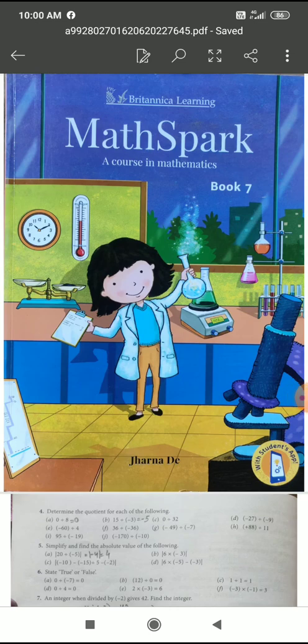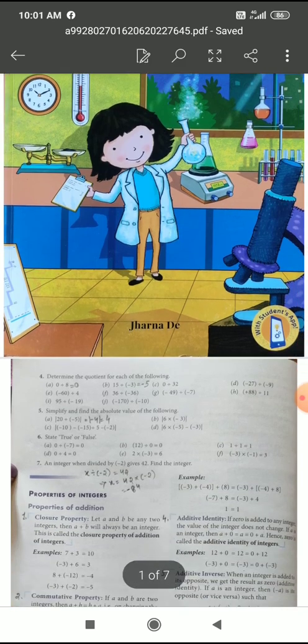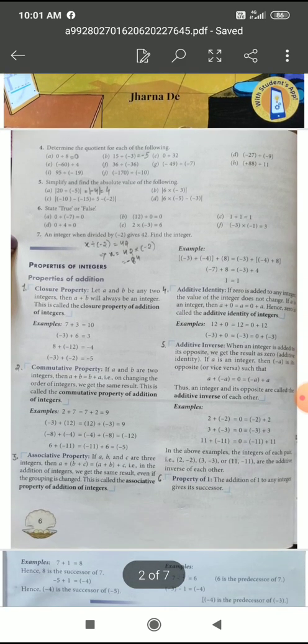Children, we are discussing integers. In the last class we discussed multiplication and division of integers. Now we will discuss the properties of integers: properties of addition, subtraction, multiplication and division. So children, open your book and see page number 6.